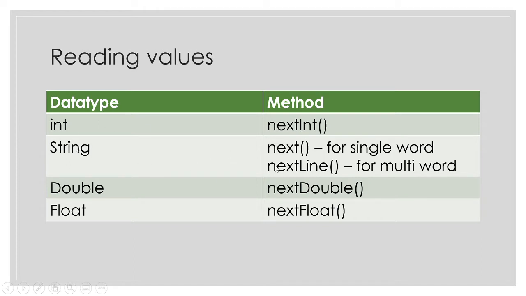And then we have String. There are two methods for String. If it is only a single word, it can only capture one word or one token, and that is the next method. If you want to capture a multi-word string literal or input from the user, we'll be using nextLine. And then for double and float, we have nextDouble and nextFloat.